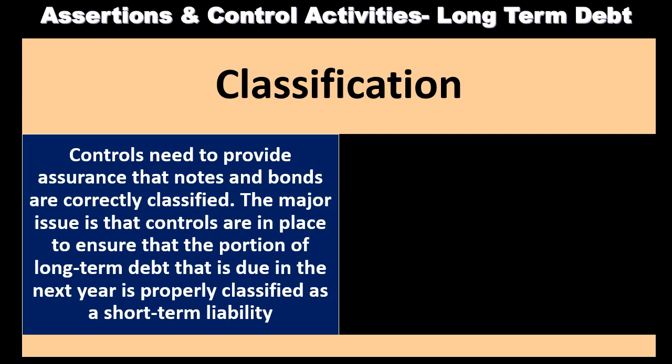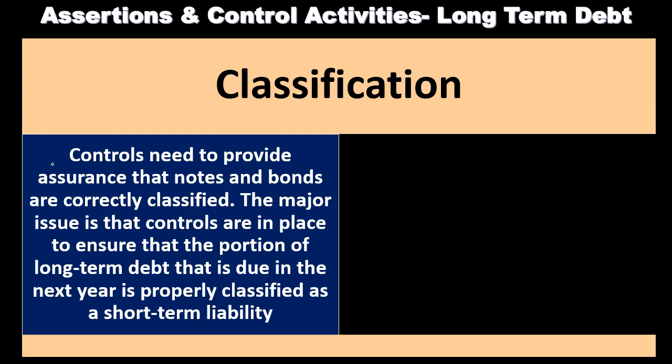The next assertion is classification. Controls need to provide assurance that notes and bonds are correctly classified. The major issue that controls are in place to ensure is that the portion of long-term debt that is due in the next year is properly classified as short-term liability. So this is our major classification issue. And again, it's one of the major things that's going to be a problem with regards to the bonds and the notes.